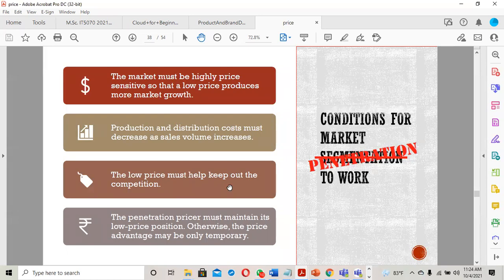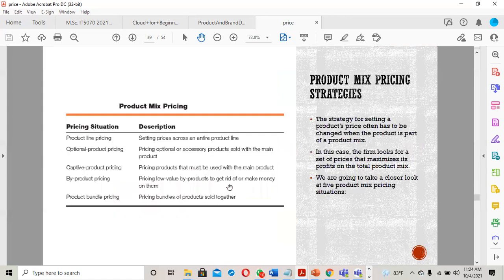So if you firmly decide that, okay, I'm going to sell a surfboard for $100, then you stick to that price for some time, a couple of years. Then you become the leader. Then maybe you can consider increasing it a little bit. So that's what it says. The penetration pricer must maintain its low price position. Otherwise, the price advantage may only be temporary.